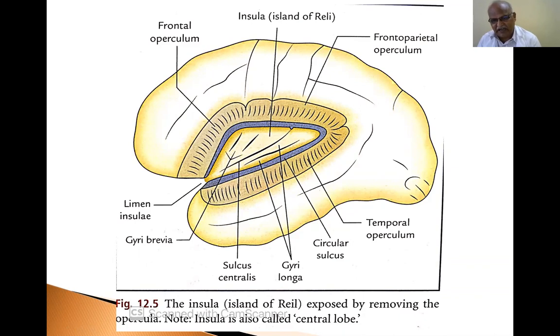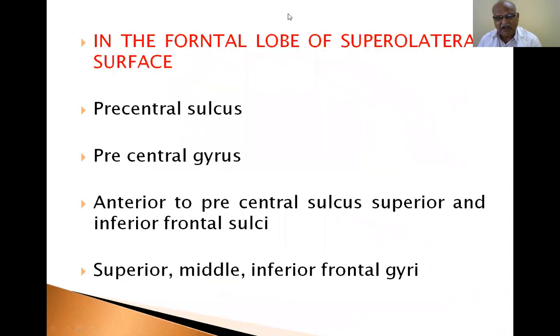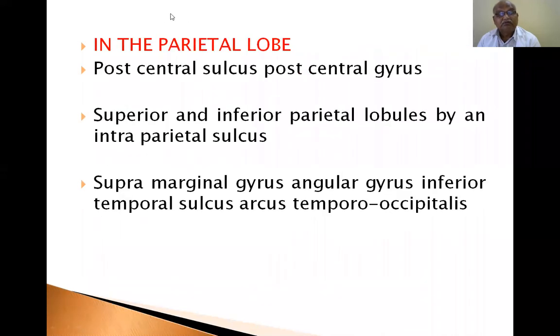You go through the lecture by seeing the diagram and comparing them with each other, and you will definitely get a good idea. In the parietal lobe: the post-central sulcus, post-central gyrus, and the superior and inferior parietal lobules separated by the intraparietal sulcus. Then the supramarginal gyrus, angular gyrus, inferior temporal sulcus, arcus temporo-occipitalis.